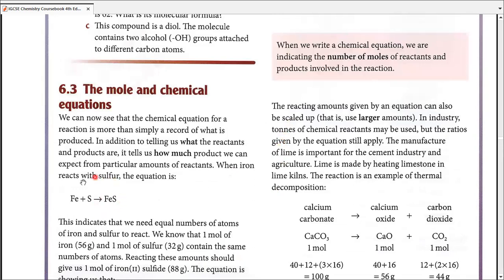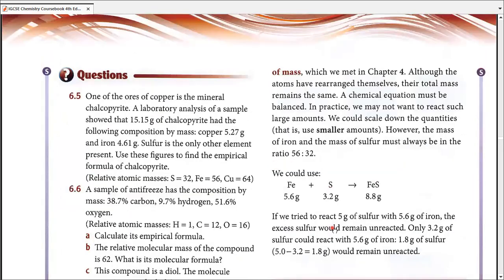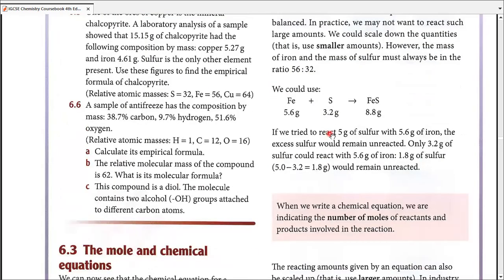Now remember, when we write a balanced chemical equation, we actually give the hints for moles. For masses, what we need to do is to refer to the periodic table, calculate all the Mrs, and place them as per the equation to get our answer. Now, this ratio for iron and sulfur, for example, iron was 56 and sulfur was 32, giving us 88 grams when they were added.